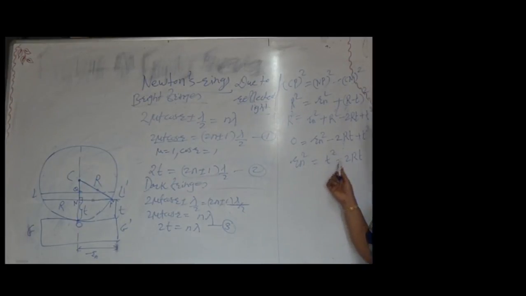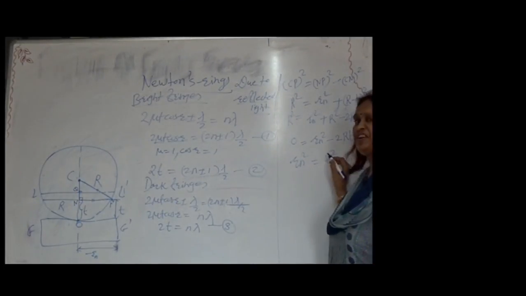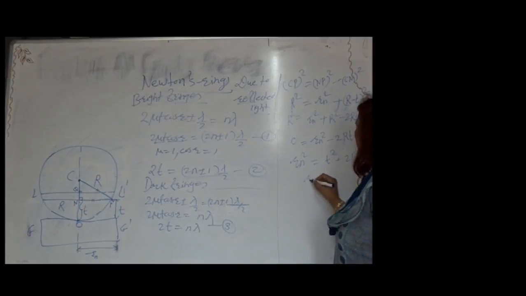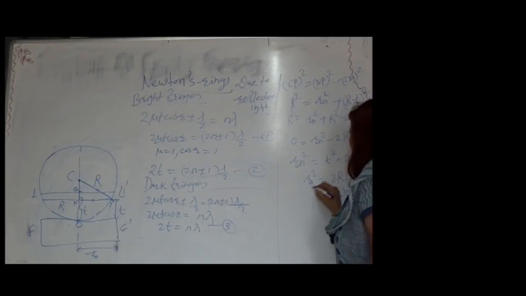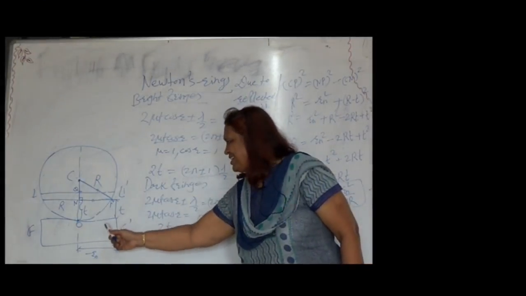Now here t is very small. If we consider t square, that value is again very small. If the thickness is very small, then its square is also very small. So we can neglect the value of t square. So we will get Rn square is equal to 2Rt. So the value of t is Rn square upon 2R. That is the thickness of the thin film produced between the plano-convex lens and the plane glass plate.